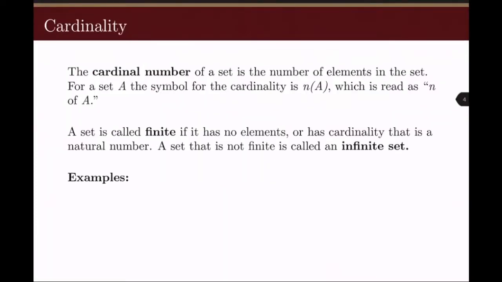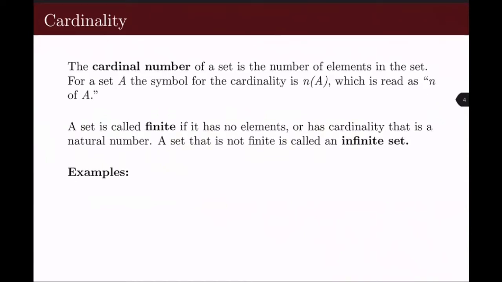Next, we'll talk about cardinality. So the cardinal number of a set is the number of elements in the set. For set A, the symbol of cardinality is n and then parentheses A. It's read "n of A." You can think about it as just the number of elements in A, as the definition says. A set is called finite if it has no elements or has a cardinality that is a natural number. If a set is not finite, it is called an infinite set.